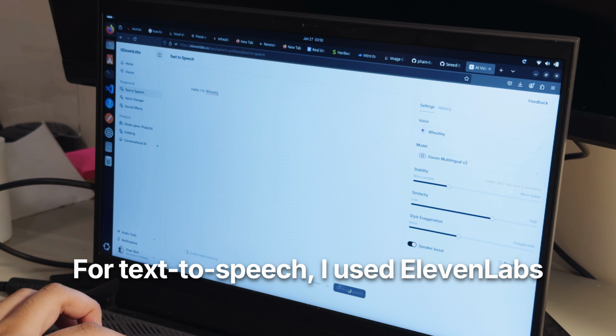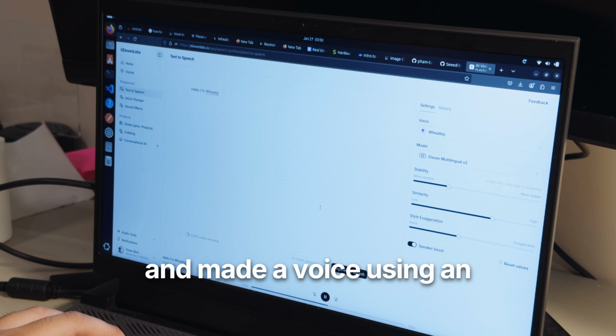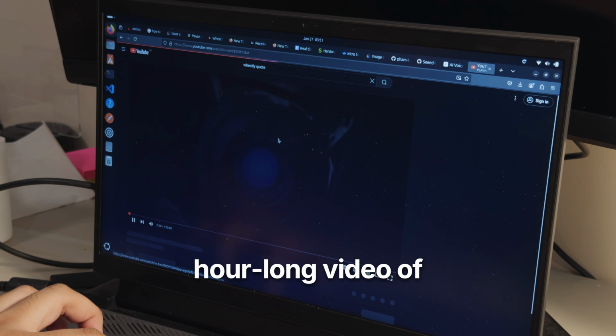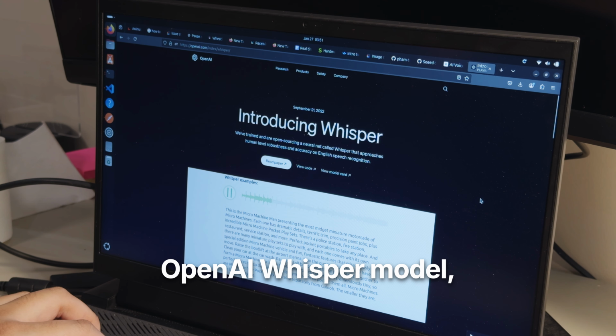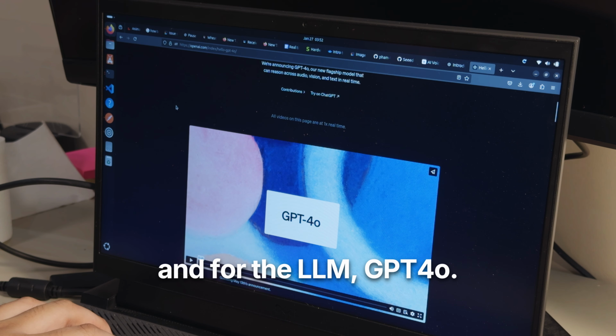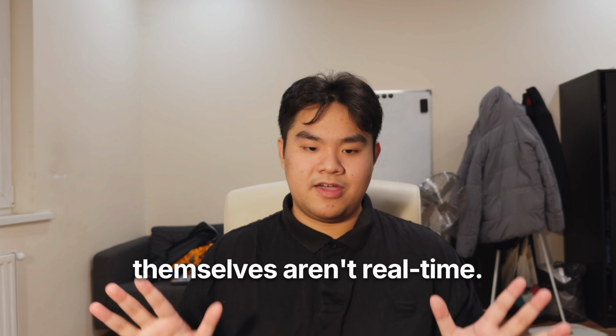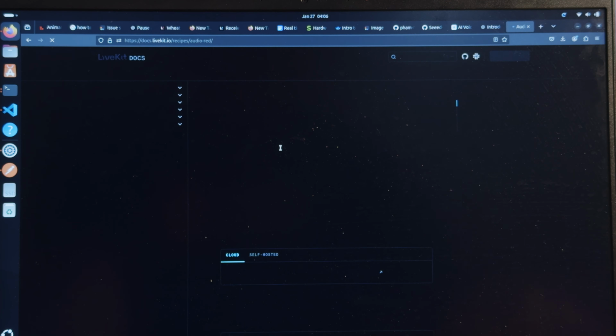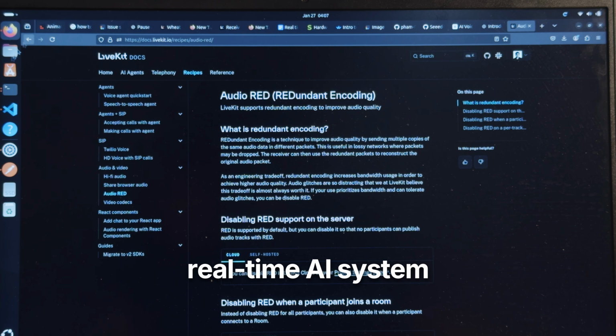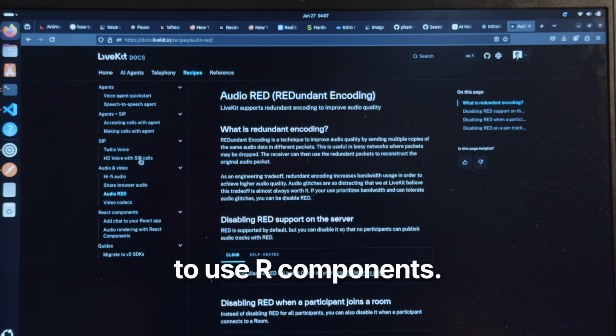For text-to-speech, I used ElevenLabs and made a voice using an hour-long video of Wheatley talking. For speech-to-text, I used OpenAI Whisper model, and for the LLM, GPT-4o. Now, if you notice already, these 3 components by themselves aren't real-time. We need to somehow combine them. For this, we have LiveKit. It allows us to customize any real-time AI system to use our components.